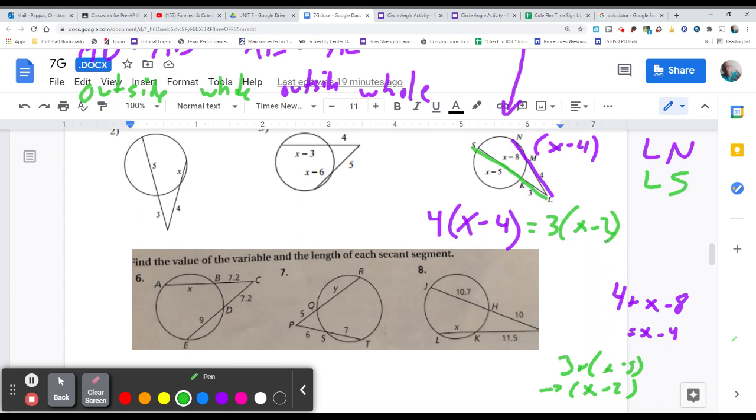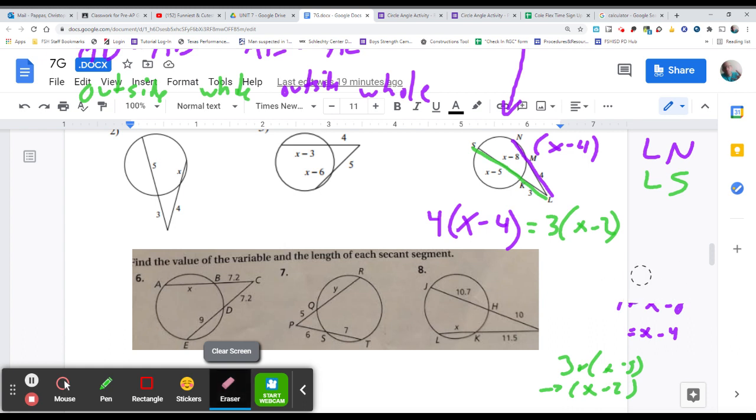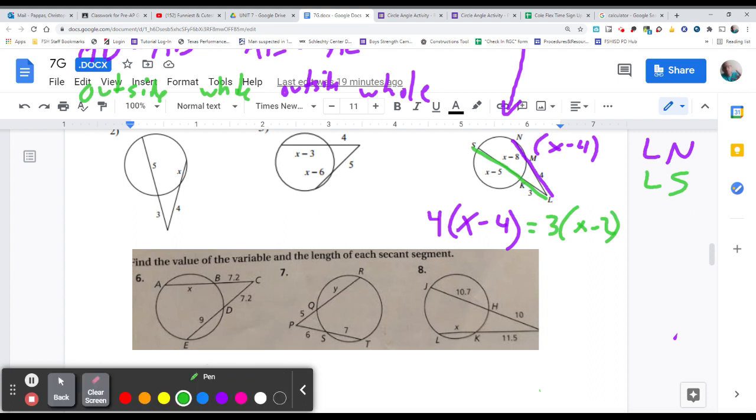Okay. So we get this equation. 4 times (x minus 4) equals 3 times (x minus 2). Because again, outside times whole equals outside times whole. All right. So what we end up with is 4x minus 16 equals 3x minus 6. All right. Move everything over. We should get x equals 10.